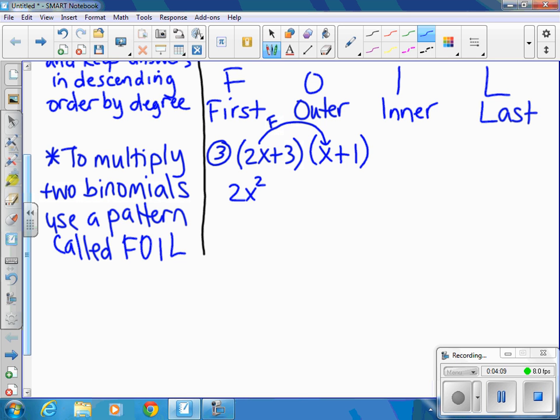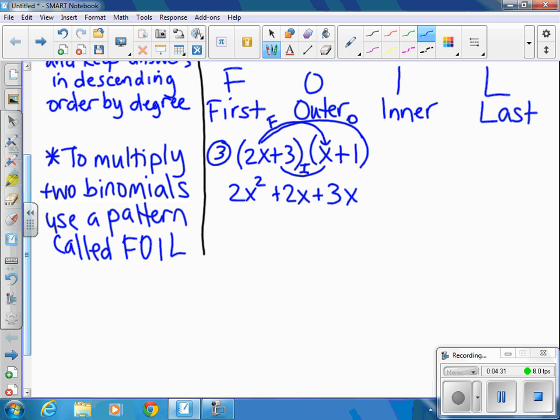Now to get my outer, that would be the two end pieces of your binomials, your outside pieces. So that would be the 2x and the 1. So that would be my O. 2x times 1 is positive 2x. Then I want to do the inner, which would be the two innermost pieces. That's positive 3 and x. So there's my I. 3 times x is going to be positive 3x.